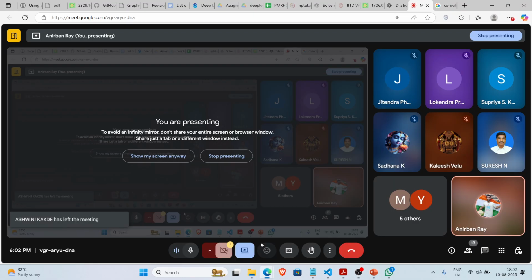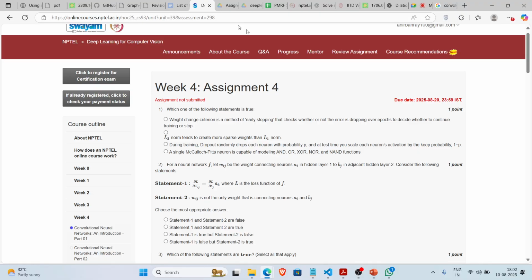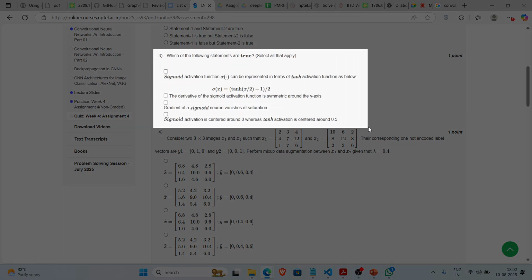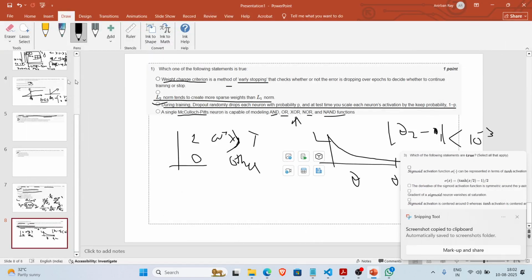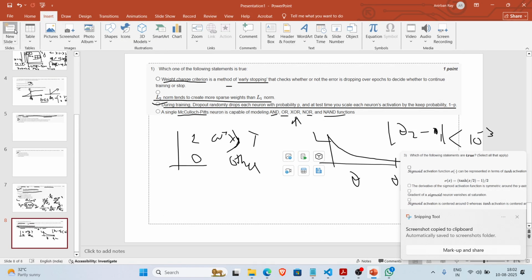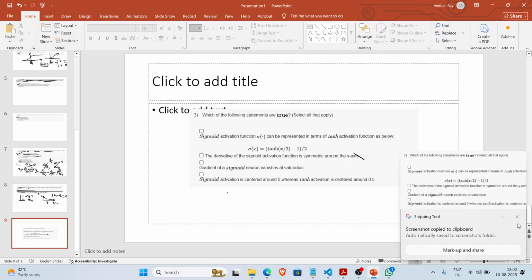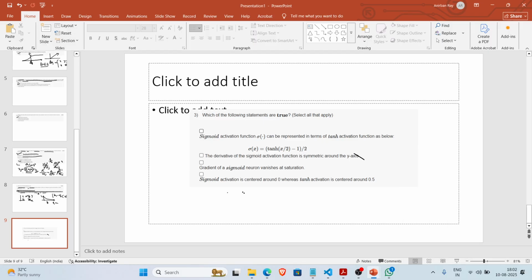Okay, so let's go to some other questions if we can take up from here. These two I've done. Maybe we can take question number 3 here. Okay, this is what we have. The sigmoid function can be represented like this, they say.